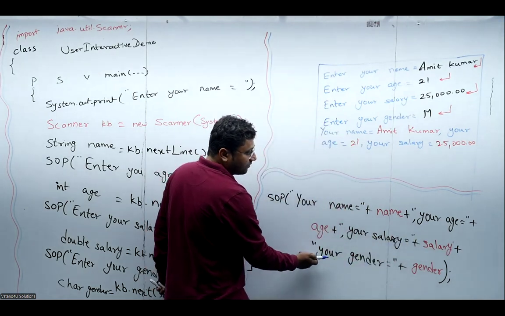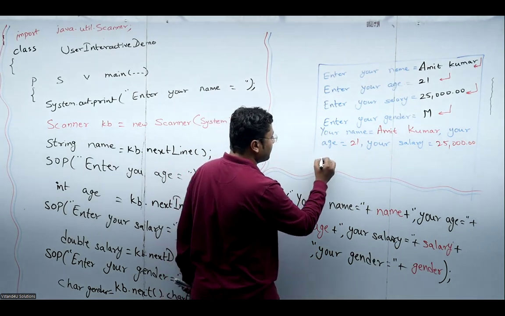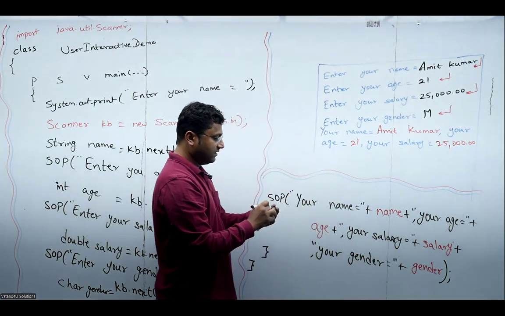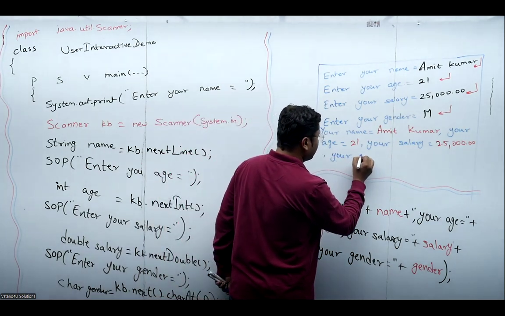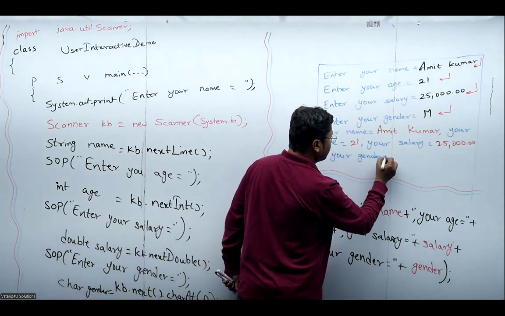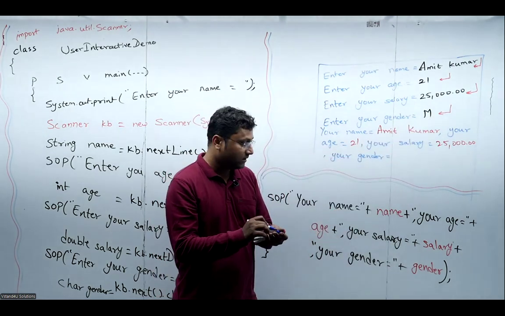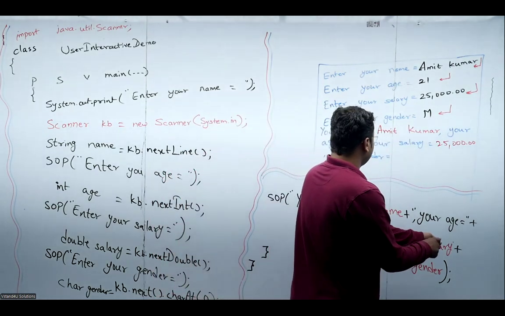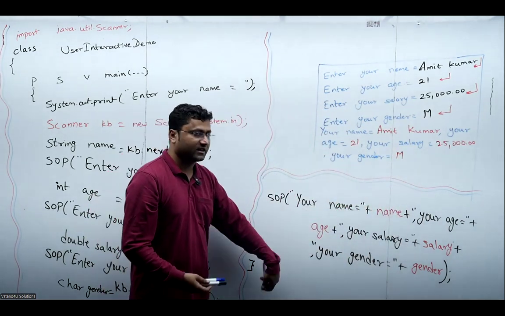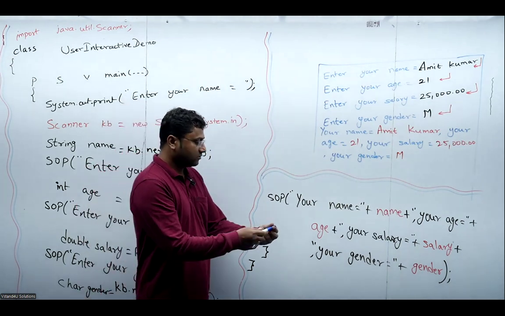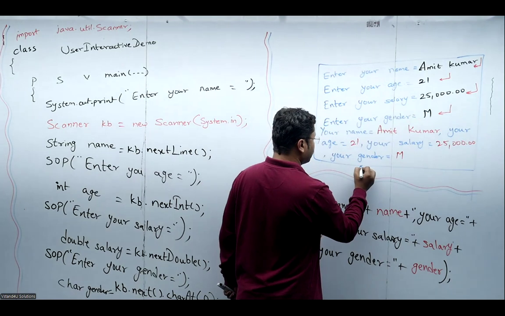Then I said one comma should be here. I missed it. My bad. Then I will say comma and your gender. Your gender equal to. What is the value of the gender we have taken, sir? M. I will say M. Done. After this, nothing else is there. Story over. So can I say this is the actual outcome of my screen? This is your computer screen.